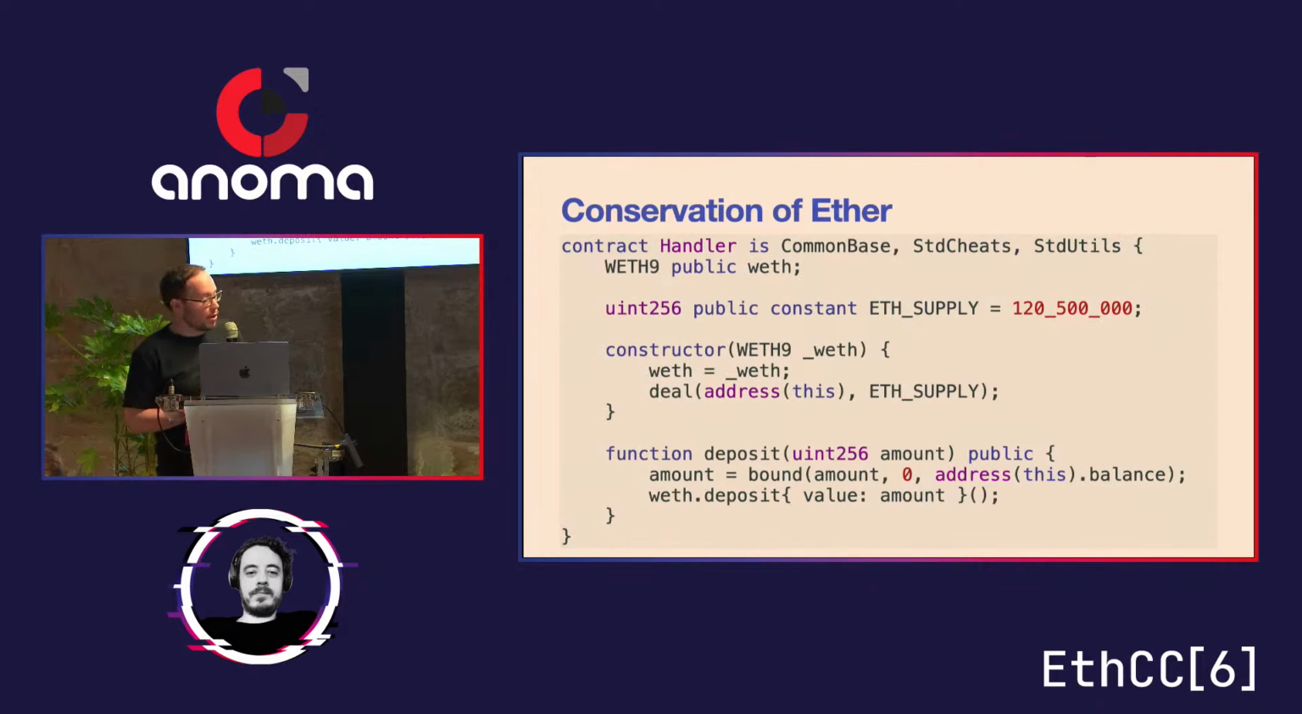So for now, we'll also add one more condition to our test, which is to use this bound helper to bound the deposit amount such that it's less than or equal to the remaining ether balance in the handler contract. And this will prevent calls from reverting if we generate a random call that tries to deposit more ETH than is available. We don't necessarily have to do this, right?